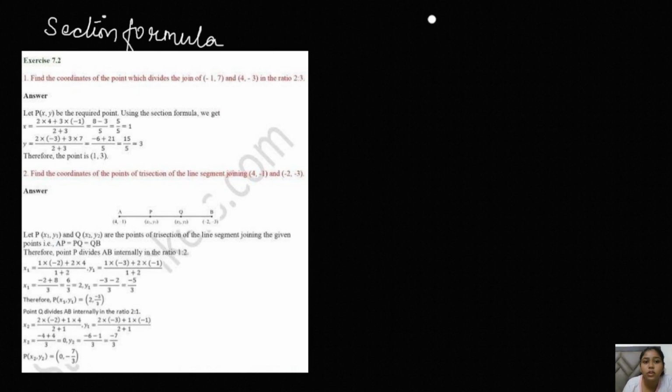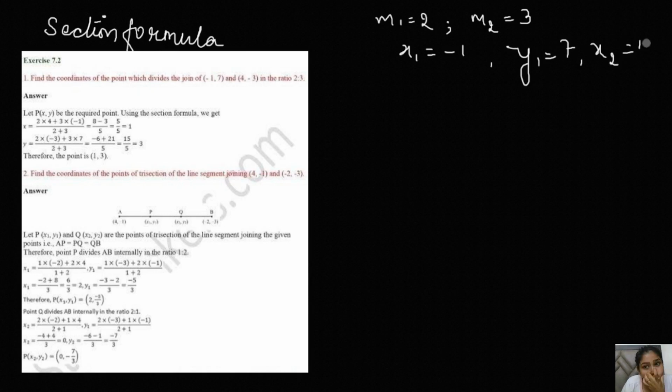So find the coordinates of the point which divides them in this ratio. So m1 is 2. Before starting the question, always, to avoid confusion, write what you have been given. Then apply the formula, because people are so over smart that they directly apply the formula on their own, and sometimes they make a huge mistake in applying the formula, and it is such a bad thing to make a mistake in these types of easy questions.